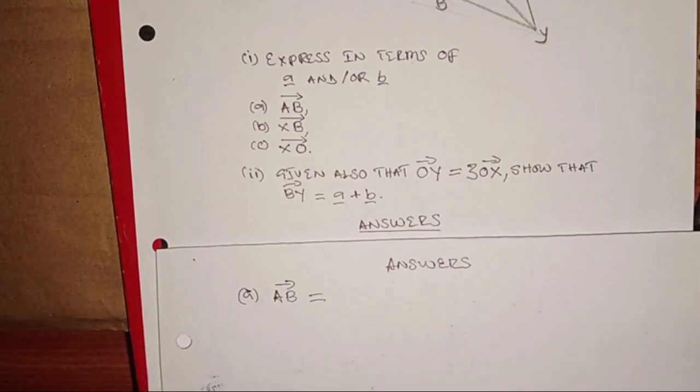Let us continue with the problem. Whenever we want to find AB, we are going to use what we call the triangle rule of adding vectors. That's the rule that we are going to use.